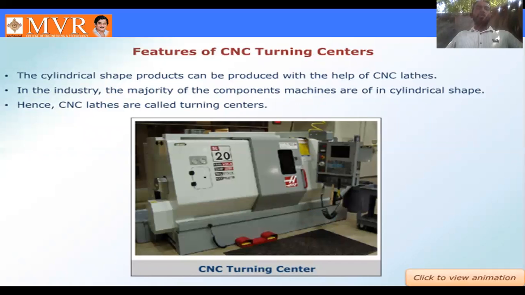So third one is features of CNC turning centers. The cylindrical shaped products can be produced with the help of CNC lathes. So any cylindrical shape we can produce with the help of CNC lathes. In the industry, the majority of the machined components are cylindrical shapes only. So hence CNC lathes are also called turning centers. That is the features of CNC turning centers.